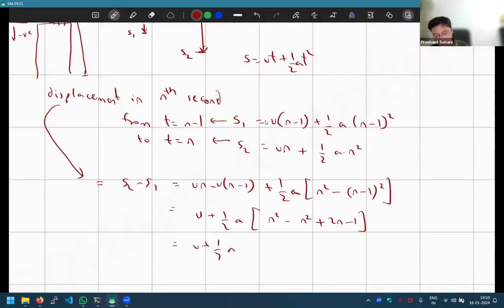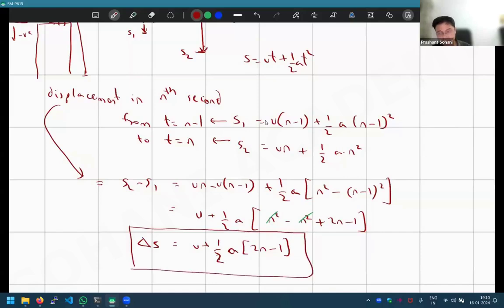So again here you will see that n square and n square get cancelled. And so finally what you're going to get. Right. So sometimes it is noted delta S. So displacement in the nth second is given by this formula: u plus half a into (2n minus 1). Sarup, can you confirm this is the right formula? Yes, sir. This is the right formula.